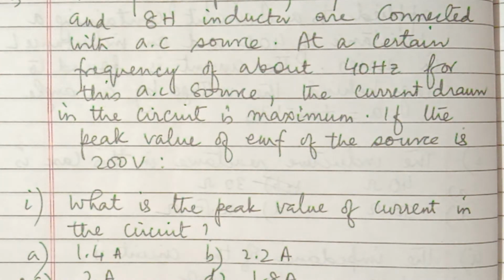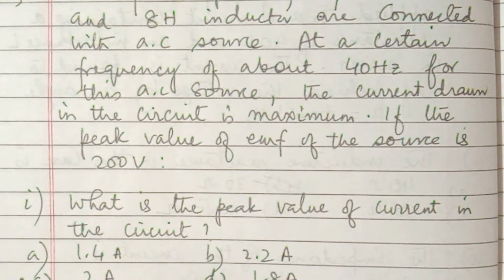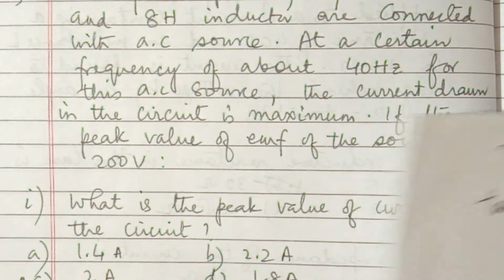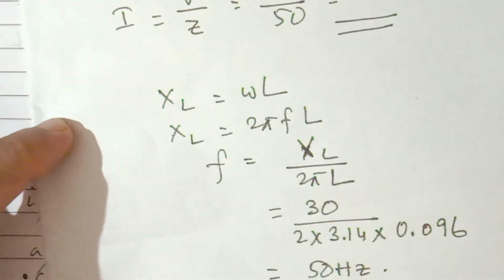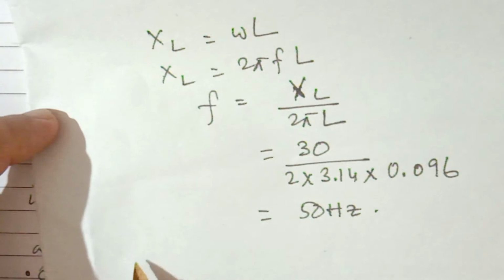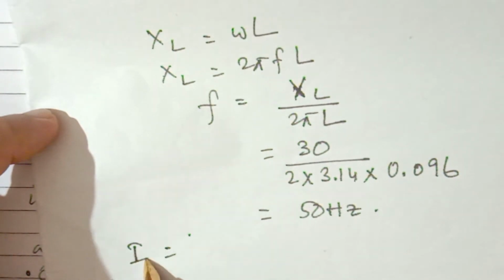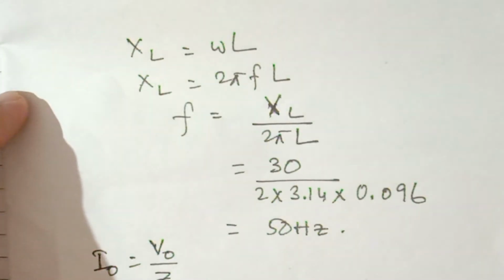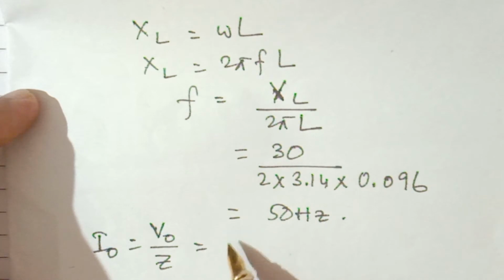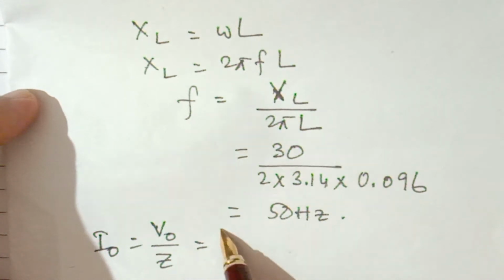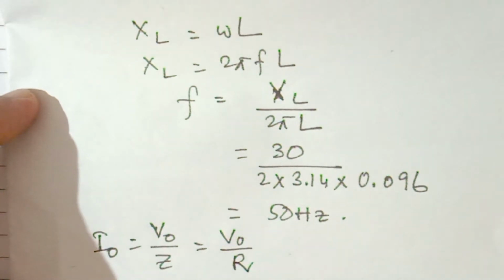Okay, so that's why when current is maximum, impedance is minimum. That's why we can take I as the peak current. So I naught is equal to V naught by Z. This is the general formula. But in this case, current is maximum, so impedance is minimum, and that is equal to resistance.